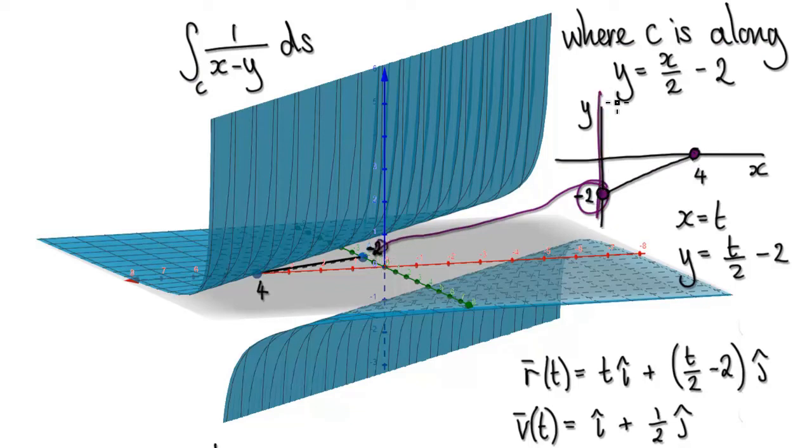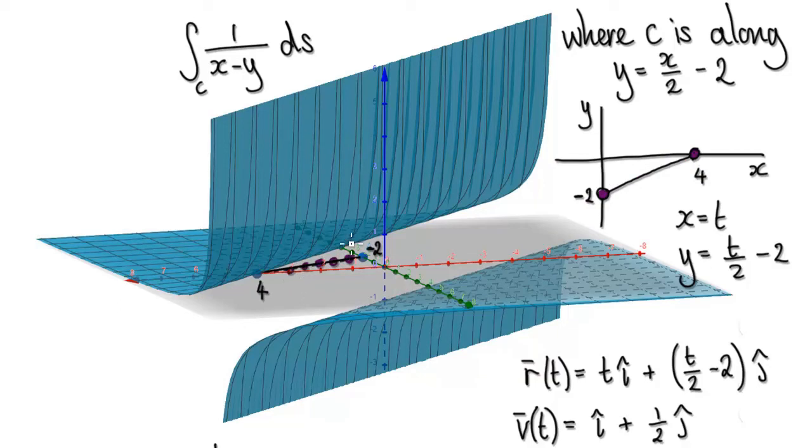So your y-axis is this axis here. Your x-axis is this axis here. And +4 along the x-axis. So this point here is right here. So we are moving along this path. Our particle will move along here.